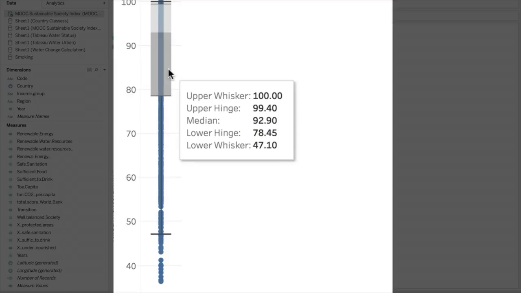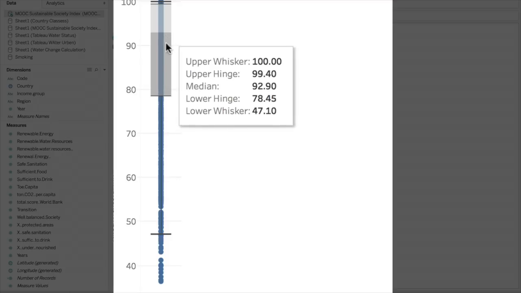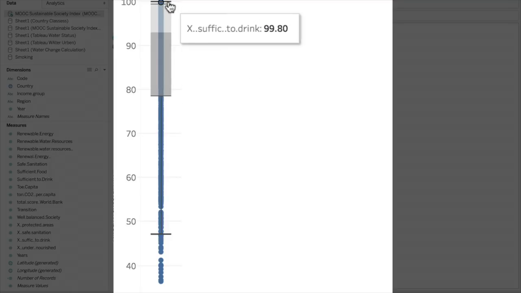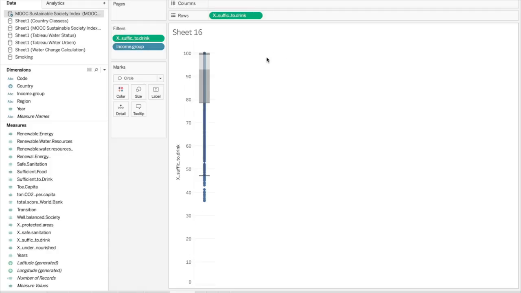You can hover over the box in Tableau, and it will show you what the median is, what the lower hinge, upper hinge, lower whisker, and upper whisker are. So the median, lower hinge, lower whisker, upper whisker. So we already see a lot about sufficiency to drink on its own.